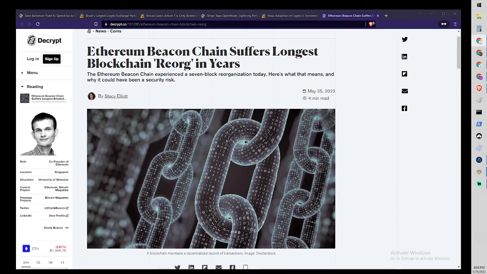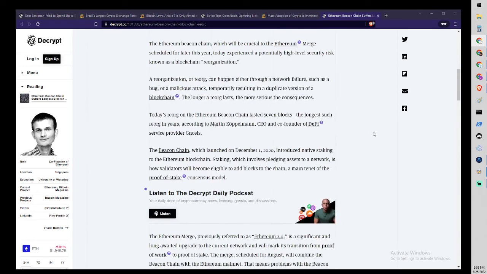The Ethereum beacon chain, which will be crucial to the Ethereum merge scheduled for later this year, today experienced a potentially high level security risk known as blockchain reorganization. A reorganization or reorg can happen either through a network failure, such as a bug, or a malicious attack, temporarily resulting in a duplicate version of a blockchain. The longer a reorg lasts, the more serious the consequences. Today's reorg on the Ethereum beacon chain lasted 7 blocks, the longest such reorg in years, according to Martin Koppelman, CEO and co-founder of DeFi service provider Gnosis.